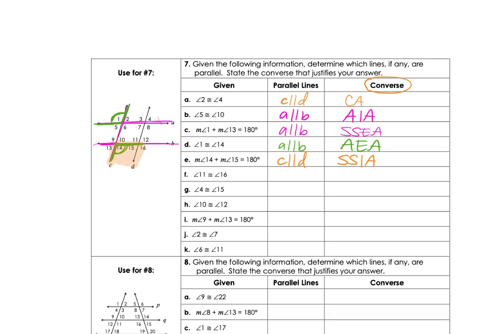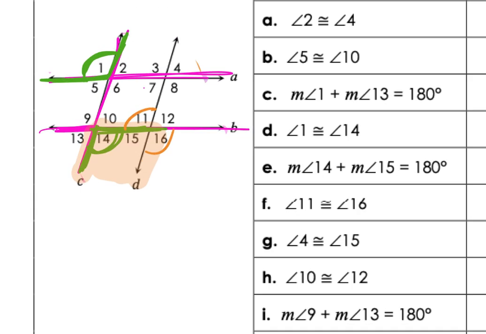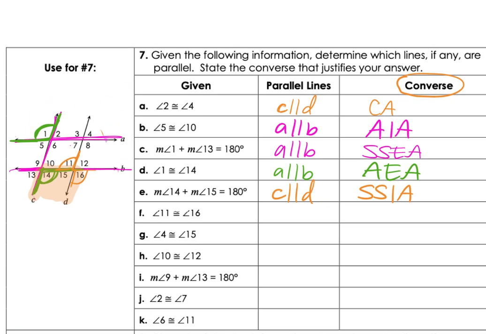How about 11 and 16? Impossible. Why? They're vertical, right? You only have 2 lines that you're in contact with, and none of them have the potential to be parallel, okay? Vertical angles cannot get you parallel lines. So you would say, ooh, sorry, none. And you don't need a reason because there isn't a reason. It doesn't work. Don't say vertical angles. Just there's no reason that makes them parallel.